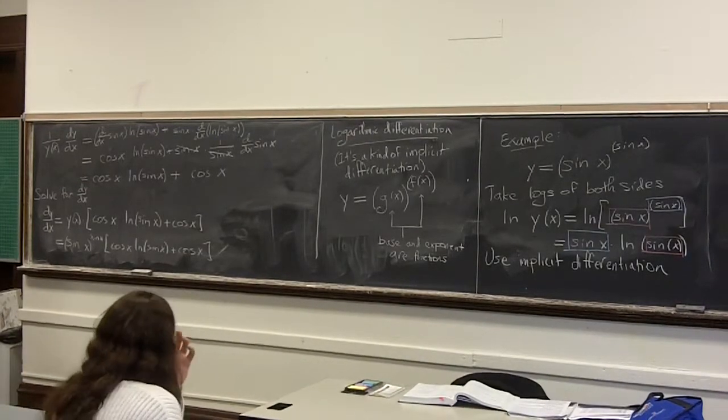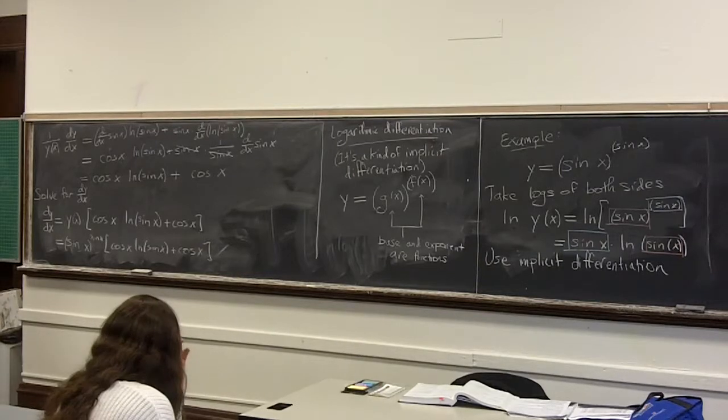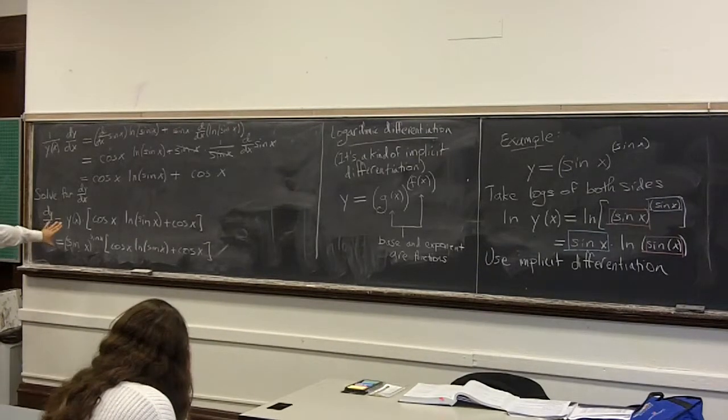You could simplify this slightly if you, say, wanted to take out the factor of cosine. It's entirely perfectly valid to leave it like this. I'm happy with this on the exam. If you get this far, it'll be thumbs up.